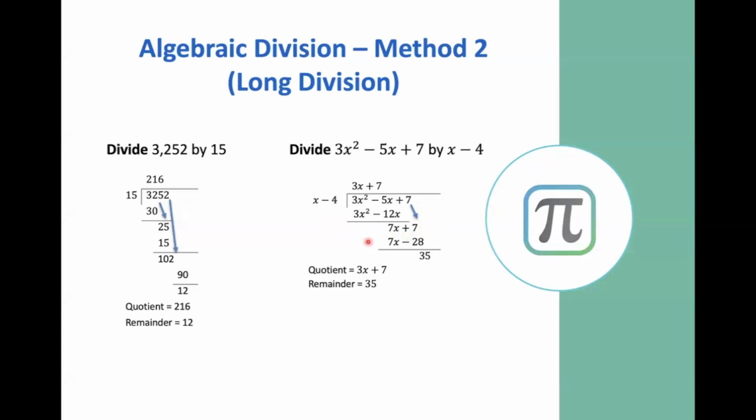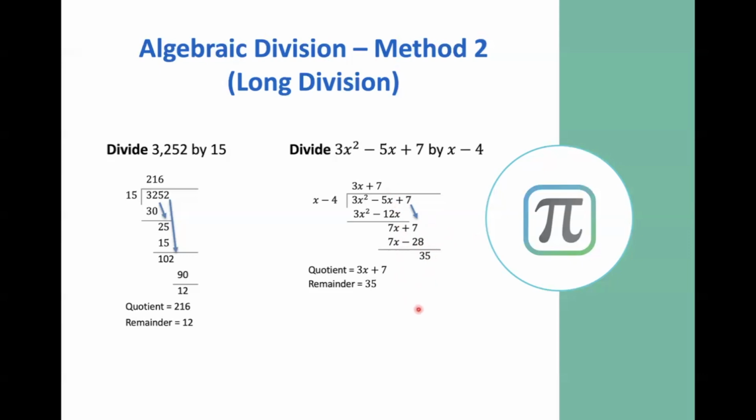Well, if we've got 7x divided by x, that gives us 7. So we place the plus 7 here. But remember, it's x minus 4 times 7. So we have 7x minus 28. And then we do the same as previously, which is to subtract negative 28 from plus 7. And that gives us 35. So for this question, our quotient is 3x plus 7, and the remainder is 35.